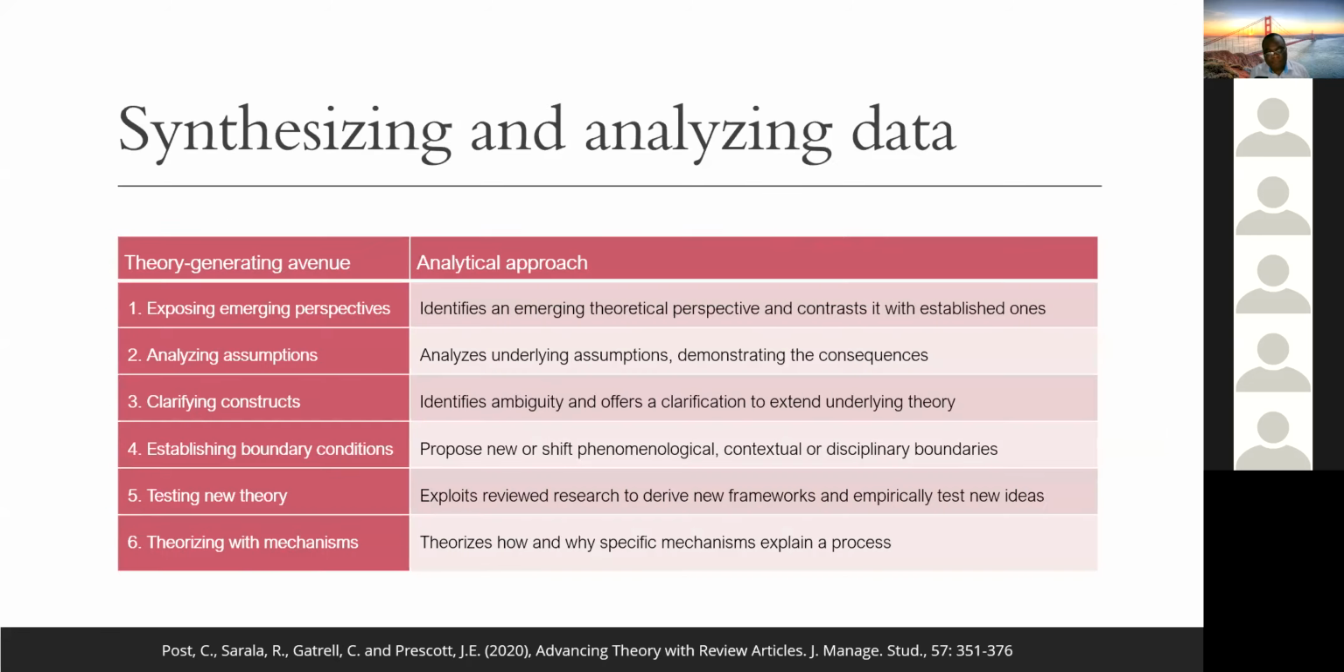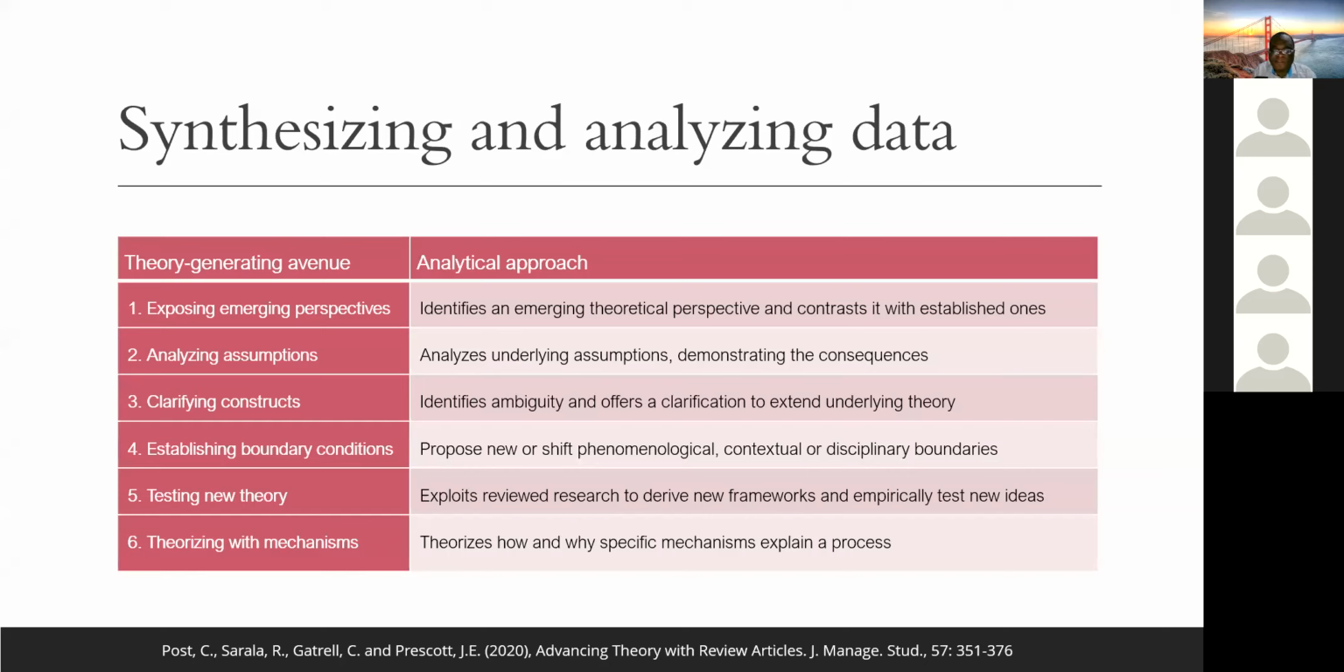So when you do this with your literature, when you're analyzing your literature, exposing emerging perspectives, analyzing assumptions, clarifying constructs, it's breaking boundaries, testing new theories, and theorizing concerning mechanisms. It helps to generate new theories, right? Your review is not going to be just a summary of what has been done, but it's going to help other people to conduct new research. So this is kind of a review that we need.